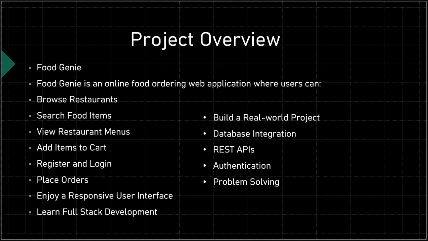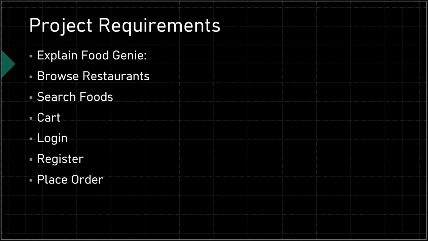Project overview. Food Genie is an online ordering web application where users can browse restaurants, search food items, view restaurant menus, add items to cart, register and log in, place orders, and enjoy a responsive user interface. It also helped me learn full stack development, build a real world project, and practice database integration, REST APIs, authentication, and problem solving.